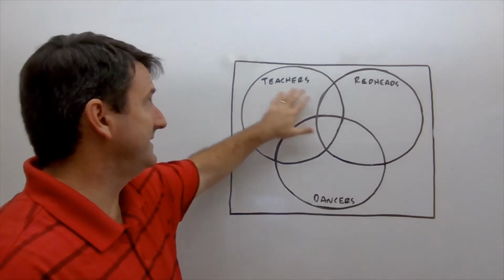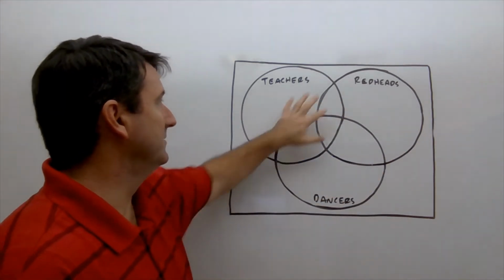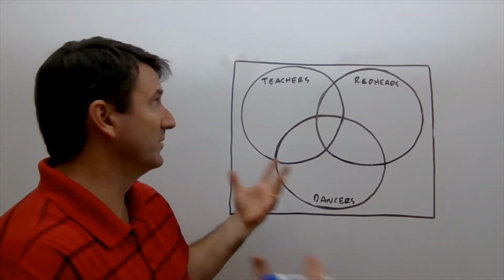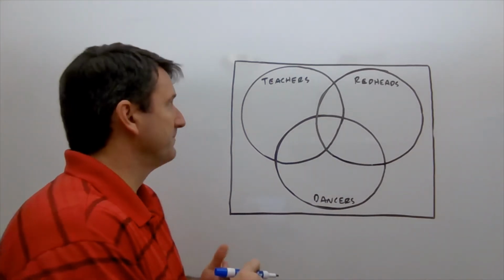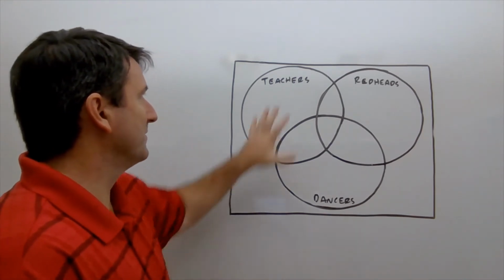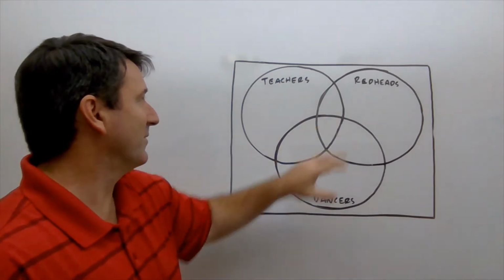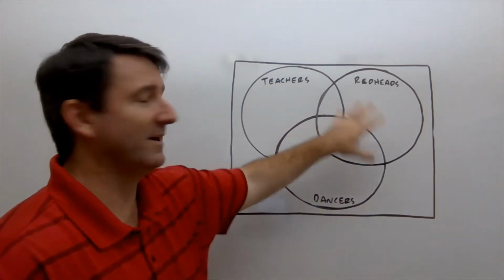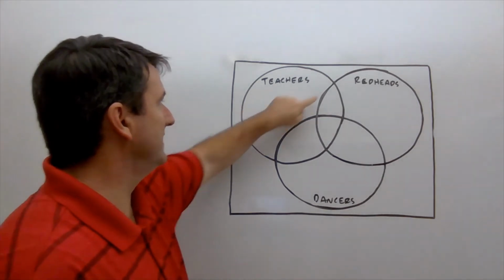All right, for our example problem, we're asked to use a Venn diagram to describe these 3 sets: teachers, redheads, and dancers. We're asked to label each of the regions, or to describe the members in each of these regions. The reason I chose these 3 sets is because each member in my family belongs in a different region.